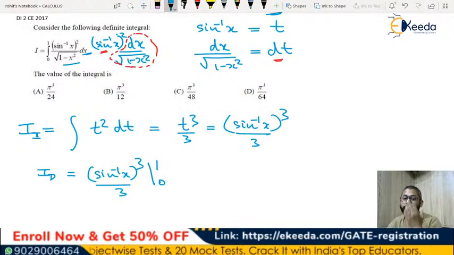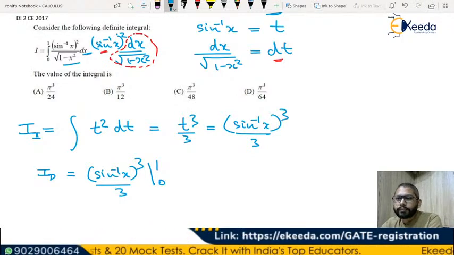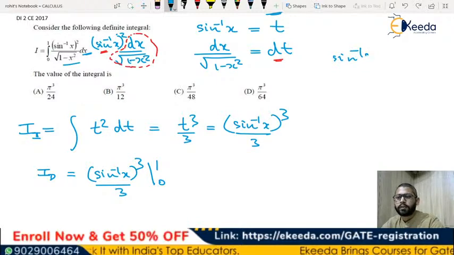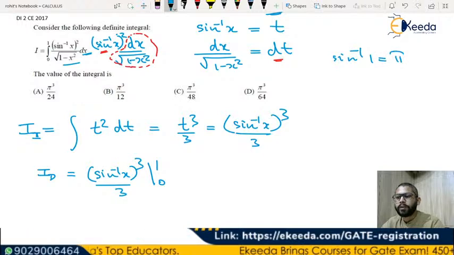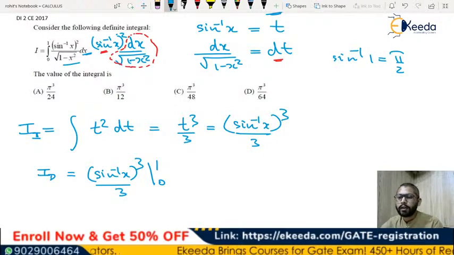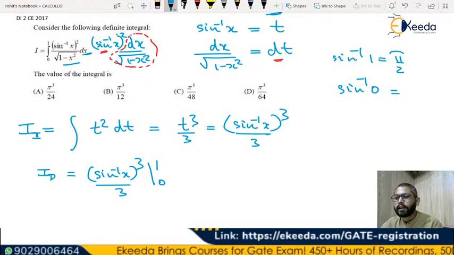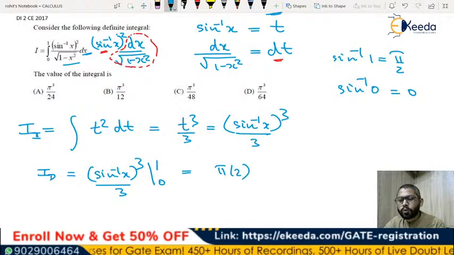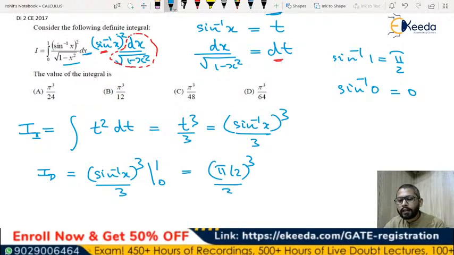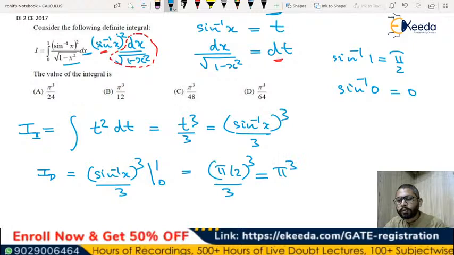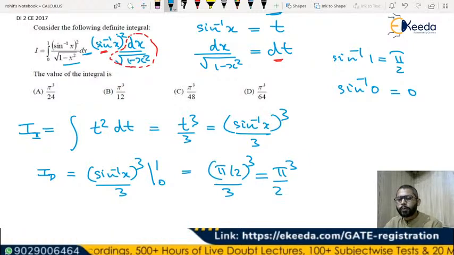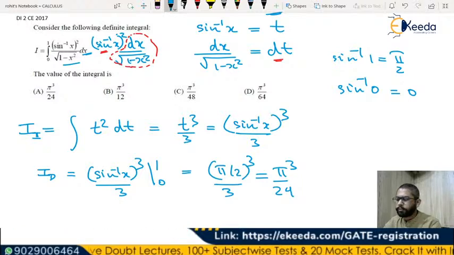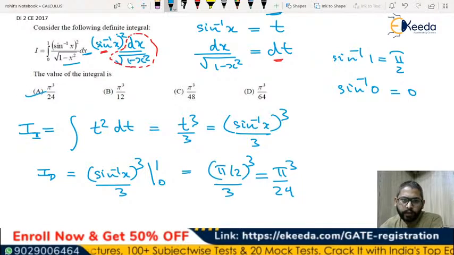So sine inverse of 1. Sine inverse of 1 means how much? This is pi by 2, because sine of pi by 2 is 1, and sine inverse of 0 is 0, because sine of 0 is 0. So this is nothing but pi by 2 cube divided by 3. So this is pi cube by 2 cube, which is 8, and 8 into 3 will be 24. So we have this A option. So A is the answer, pi cube by 24.